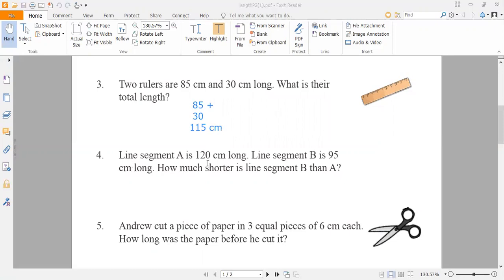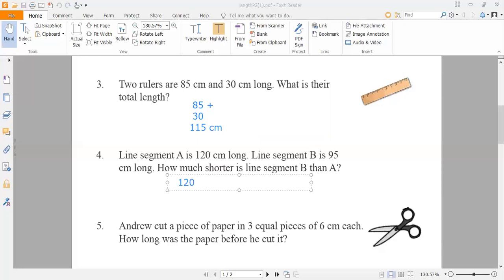Here, question 4. Line segment A is 120 centimeters long and line segment B is 95 centimeters long. Okay, how much shorter is line segment B than A? We agreed that when we say shorter, minus, longer or taller, plus. He needs to know how much shorter is line segment B than A, so we will make a subtraction.